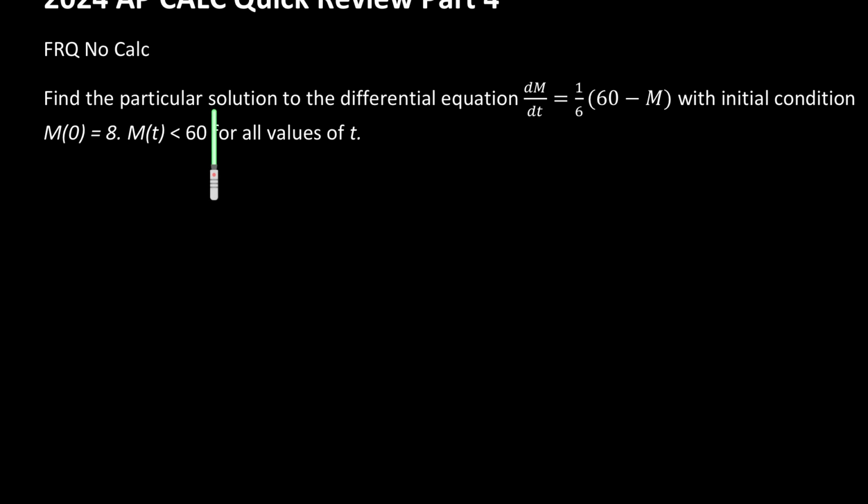It says, find the particular solution to the differential equation dm/dt equals 1/6 (60 minus m) with initial condition m of 0 equals 8, and m of t is less than 60 for all values of t. That'll help us here in a bit.